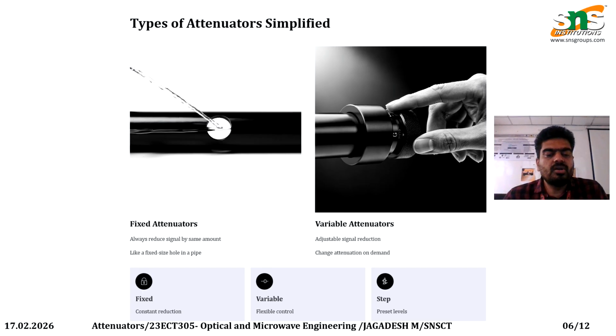In the fixed attenuator, it always reduces the signal by the same amount, like a fixed size hole in a pipe. The variable attenuator adjusts signal reduction, changing attenuation on demand. So fixed, variable, and step. Here, fixed means a constant reduction, variable means flexible control, and step means preset levels.